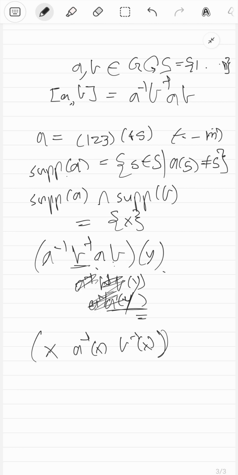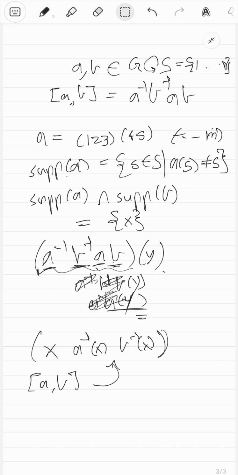And if it's in neither support, well, this whole thing doesn't do anything to it, right? Every single permutation in this commutator doesn't do anything to the element y, and so it just remains the way it is. And so what we have proved is that this commutator is exactly just this 3 cycle, right?